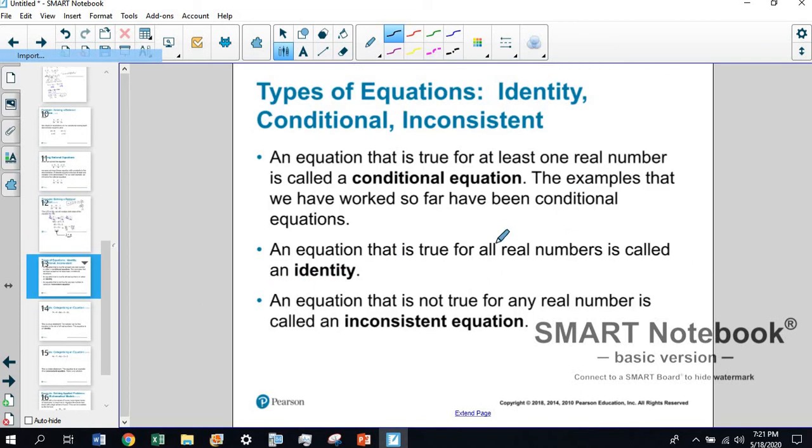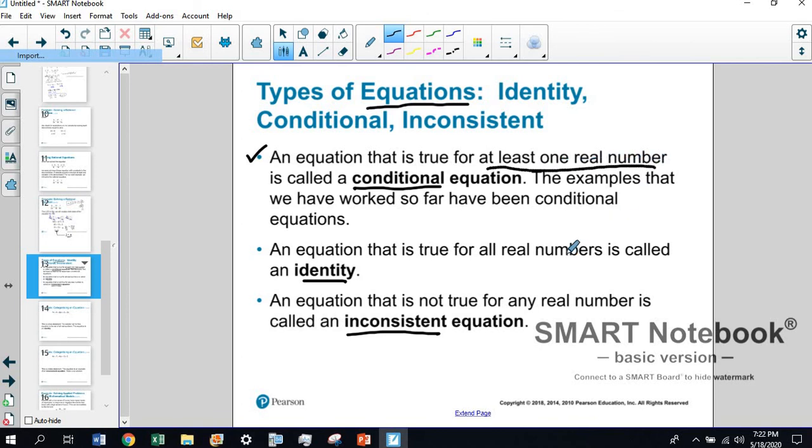So the last piece here that I want to talk to you about: there are 3 types of equations. There's a conditional equation, an identity equation, and an inconsistent equation. Conditional is what we've been working on so far. Conditional is where there is at least one number that works. We've only had ones that have one answer.